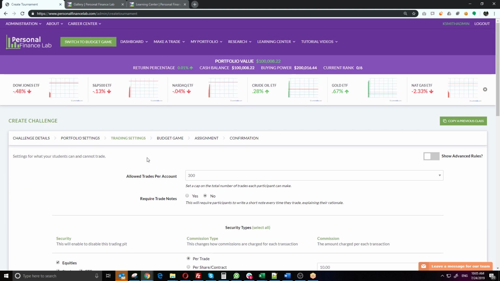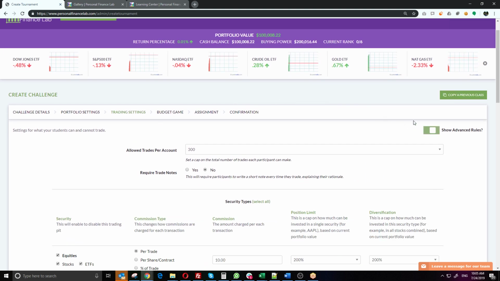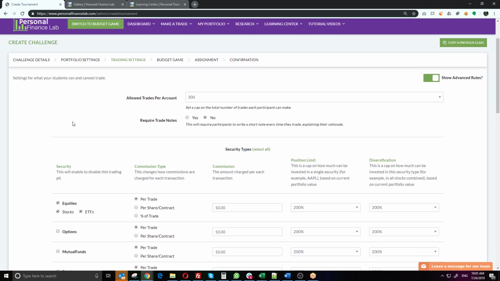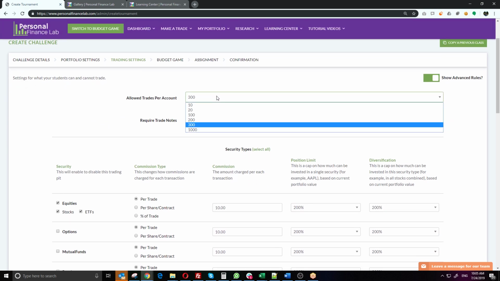Then you can do some more settings about how the students can trade. I'll turn on the advanced rules so you can see everything we have. Put a cap on how many trades students can place.